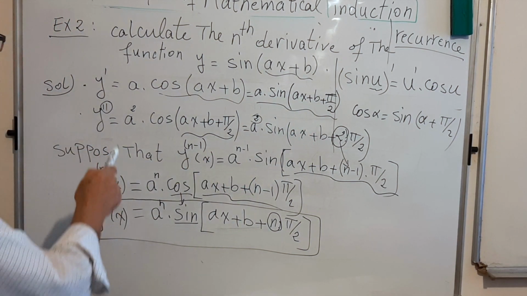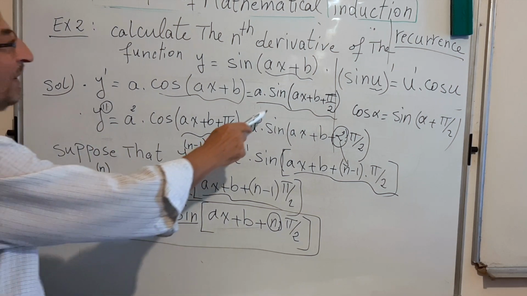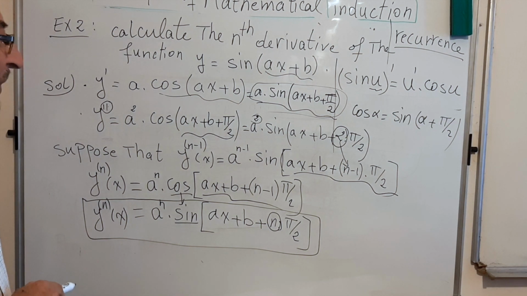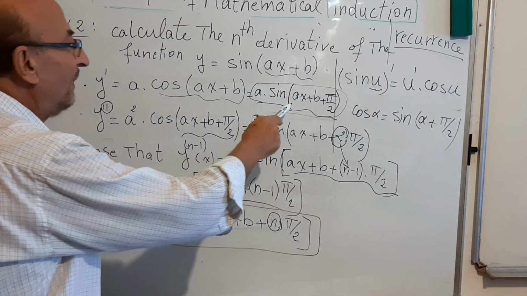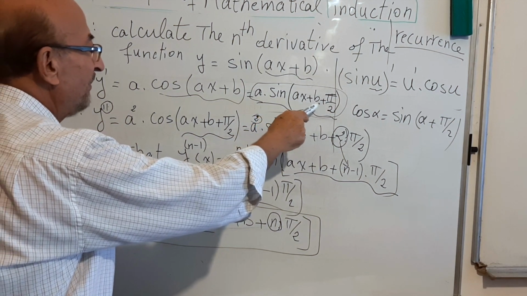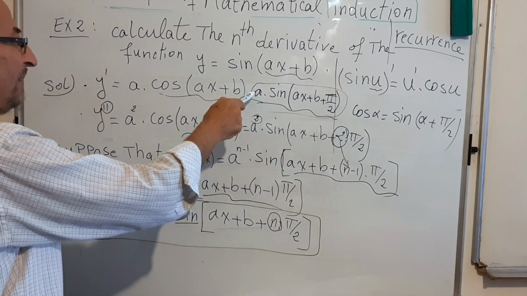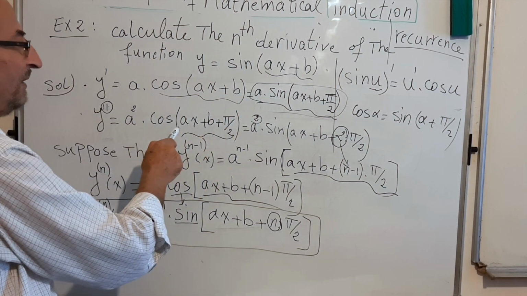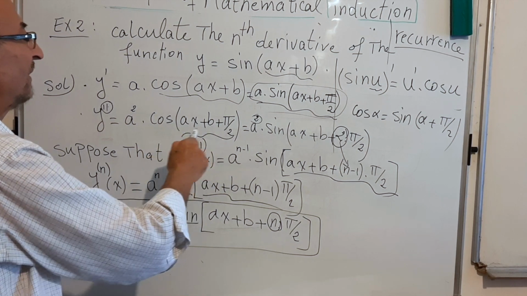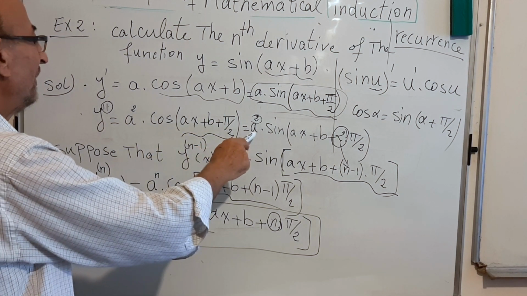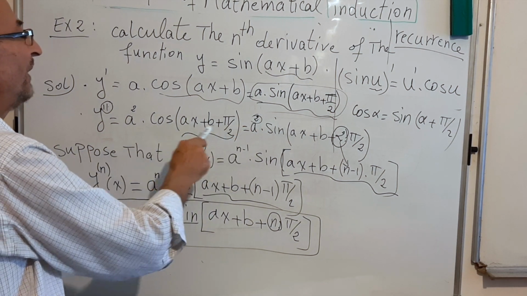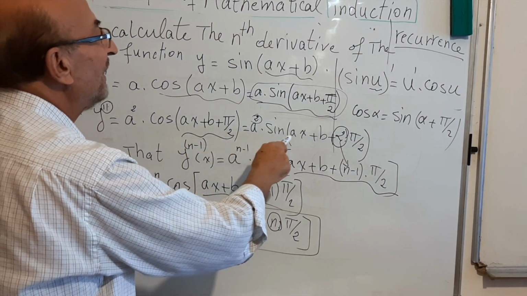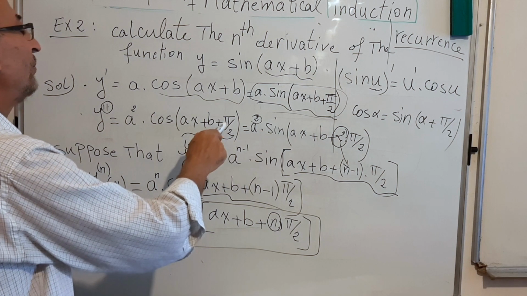For the order 2, y double prime, the derivative of y prime: the derivative of ax plus b plus pi over 2 is a, so a times a equal a square, times the derivative of sine, cosine, of the arc ax plus b plus pi over 2. We add now pi over 2 to the arc: a square sine ax plus b plus 2 into pi over 2.